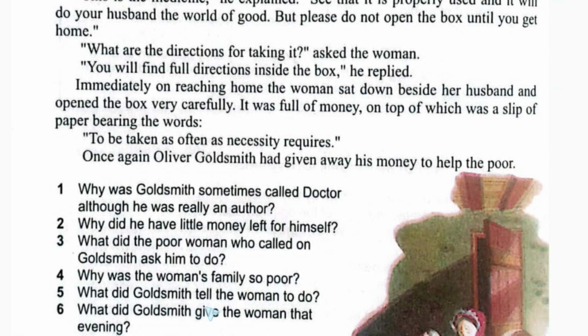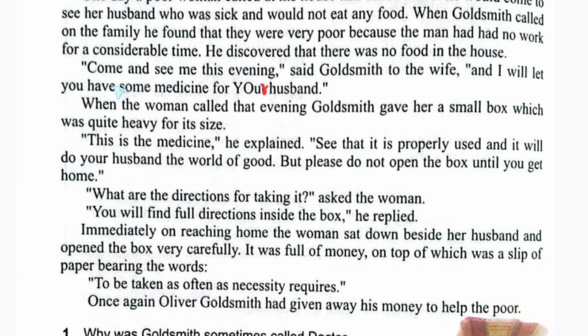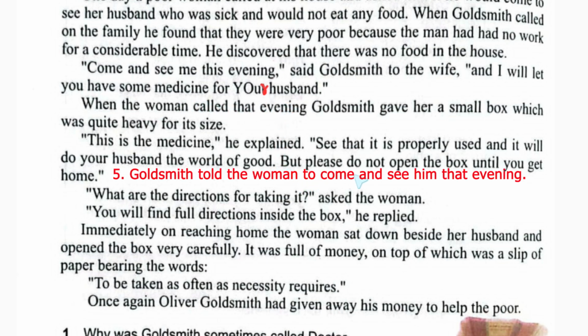What did Goldsmith tell the woman to do? Here is the answer. "Come and see me this evening," said Goldsmith to the wife, "and I will let you have some medicine for your husband." The answer will be: Goldsmith told the woman to come and see him that evening.